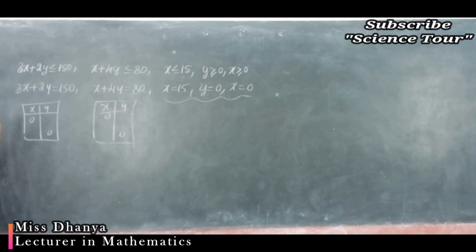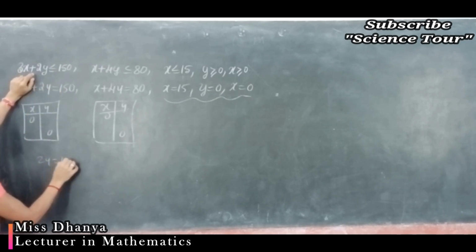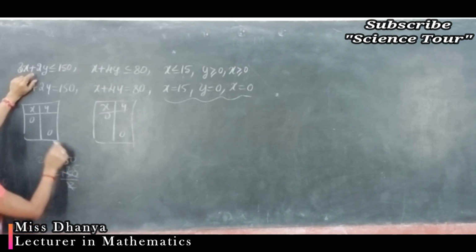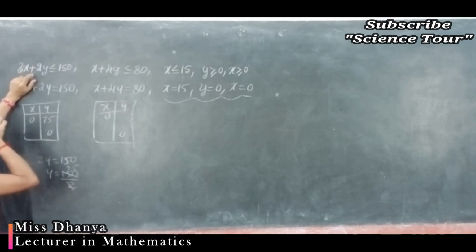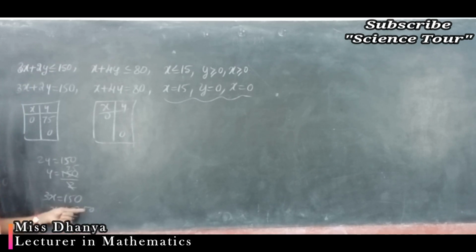So when x equal to 0, this term will vanish. You will get 2y is equal to 150. That gives you y is equal to 150 divided by 2. 2 sevens are 14, 1 left, 2 fives are 10. Okay, so y value is 75. Then when y is equal to 0, 3x is equal to 150. That gives you x is equal to 150 divided by 3. 3 fives are 15, 0, 0. Okay, so here you will get 50.